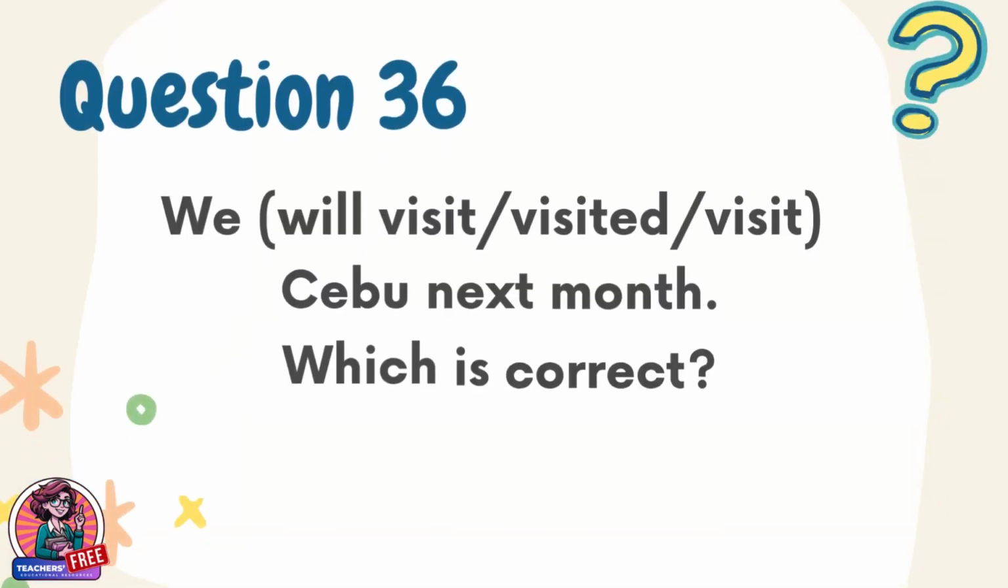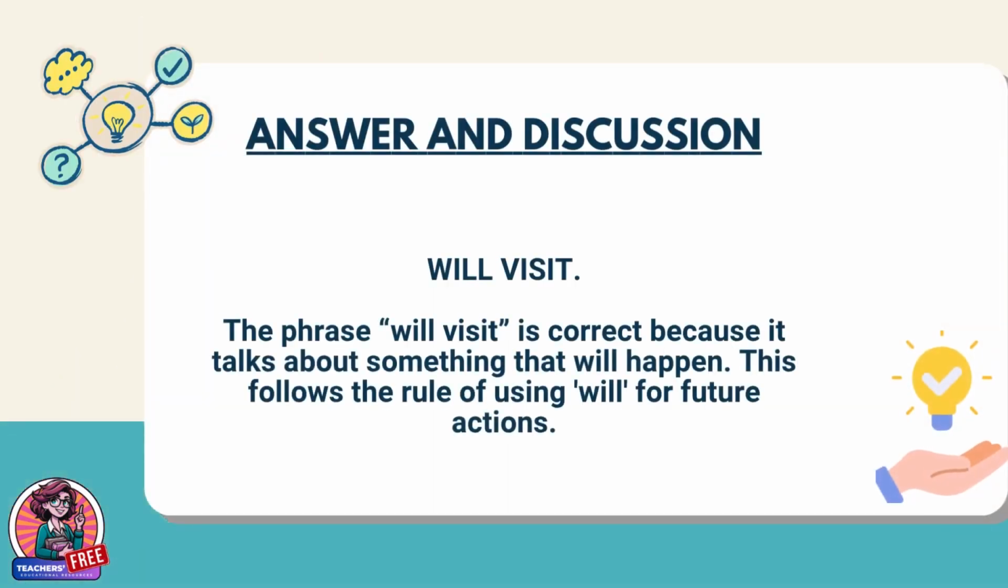Question 36. We will visit, visited, visit Cebu next month. Which is correct? Answer: will visit. The phrase will visit is correct because it talks about something that will happen. This follows the rule of using will for future actions.